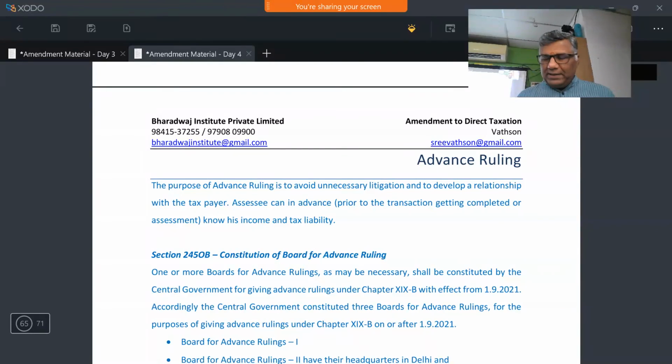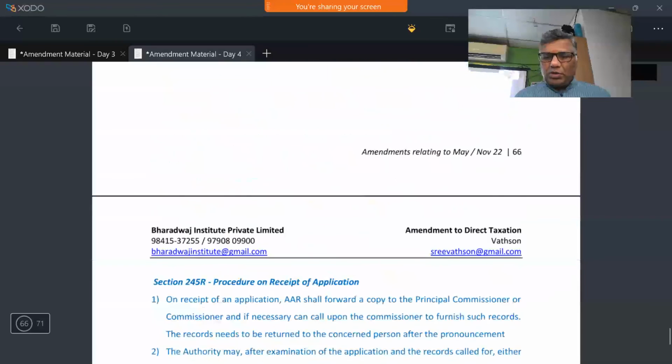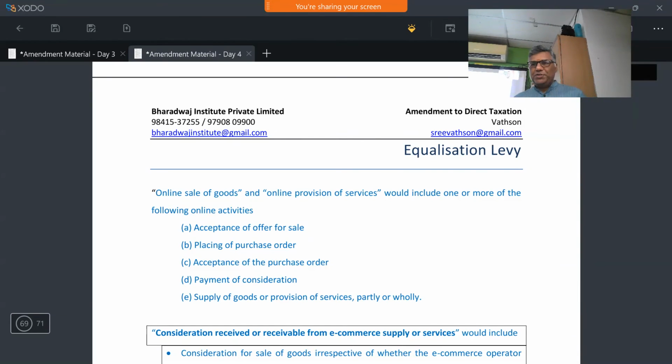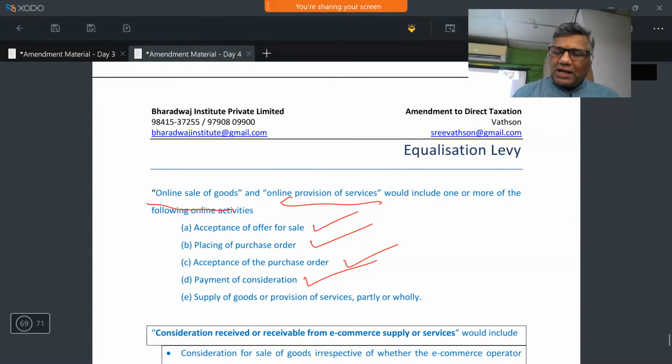Let me complete the amendment of other things and come to advance ruling. In equalization levy, there is no big amendment this year except definitions. Definition: what is online sale of goods and provision of services? Acceptance of offer for sale. By Amazon accepting to deliver or taking up the order, that means they are okay with the placing of the purchase order by them. Acceptance of purchase order, payment of consideration is obviously supply of goods. Everything is known as online sale of goods or online provision of services.